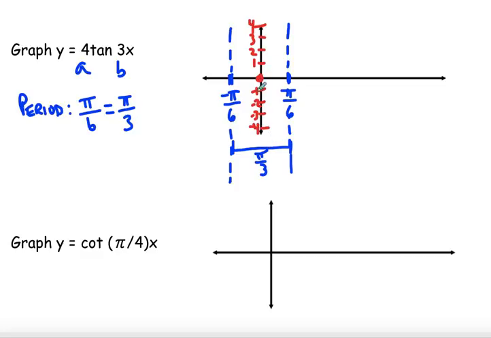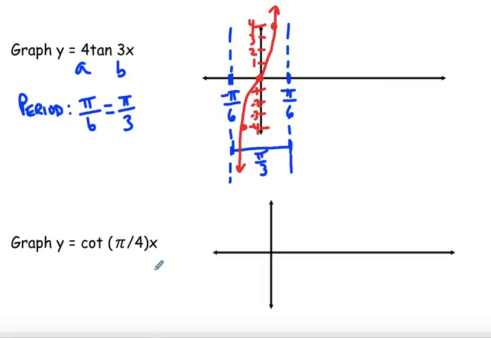All right, so tangent squiggles up. So if I go about halfway and then up 4, and then here go about halfway and then down 4, and then connect that with kind of a squiggle going up. That would be one period.